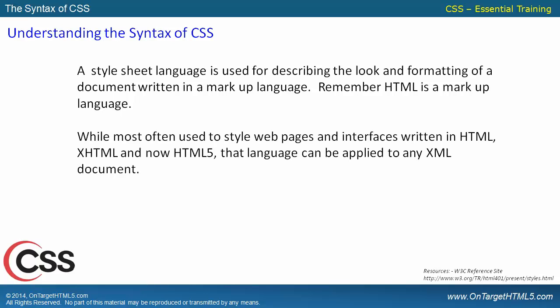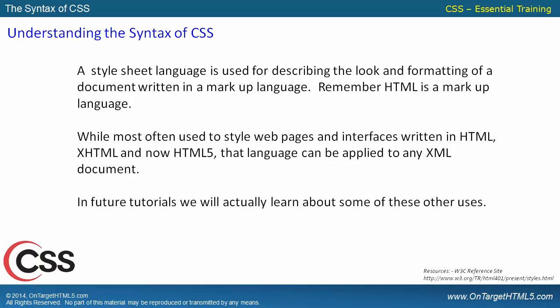While most often used to style web pages and interfaces written in HTML, XHTML, and now HTML5, that language can be applied to any XML document also. So CSS not only can style all of our HTML, XHTML, or HTML5 documents, but it's actually written to style different types of markup languages to include XML. As we get further along in the tutorial series, you'll actually see some of that, how CSS is used to mark up other types of markup languages. In future tutorials, we'll actually learn about some of these other uses of the CSS styling language.